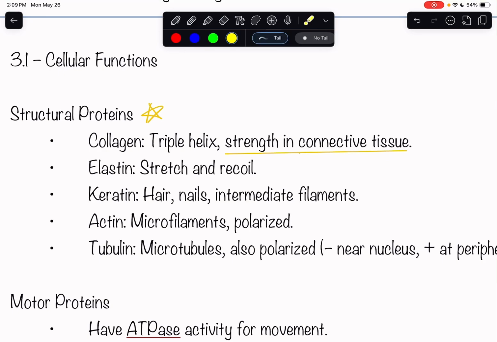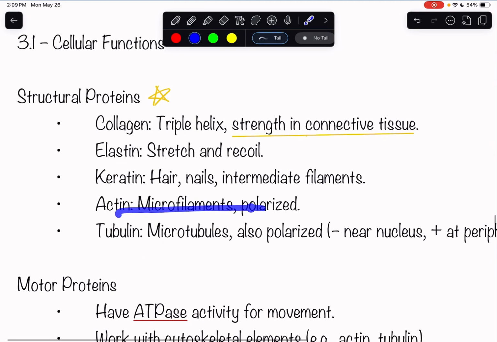Okay, next we go into elastin. So I feel like this one's easier to remember because elastic. So again, this can help stretch and recoil. Keratin, these ones are easier for me to remember just because they're found in your hair and your nails. And if you think about it, intermediate filaments help hold things together. So it's like they're what makes your hair and your nails your hair and your nails.